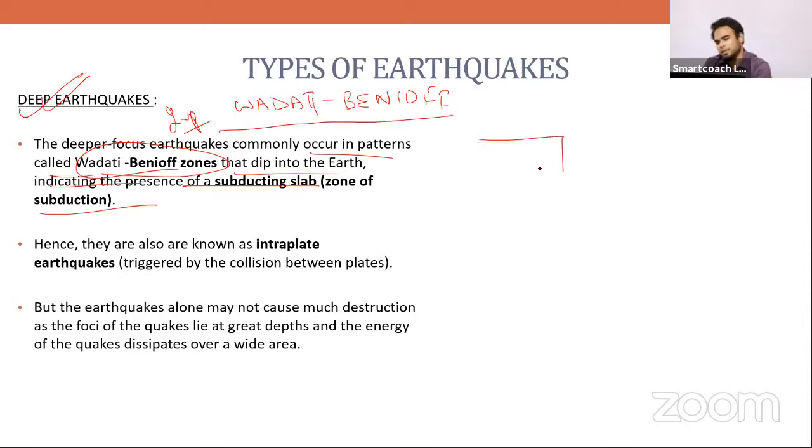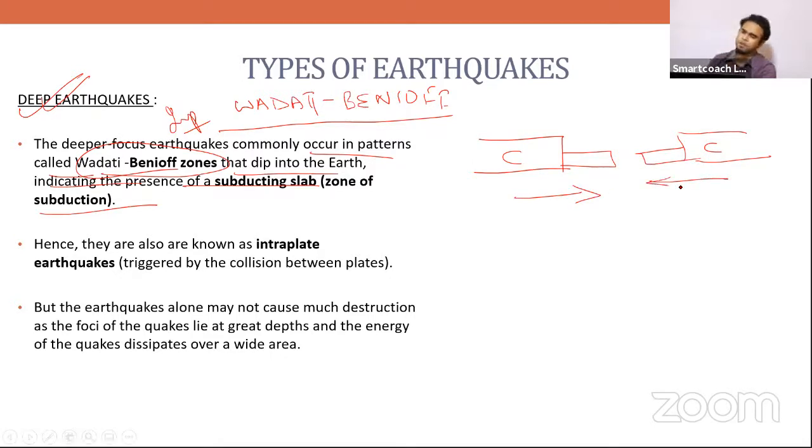Now, suppose this is the continental crust and an oceanic crust, right? This is another continent and this is another oceanic crust, which are moving towards each other. All right, fine.